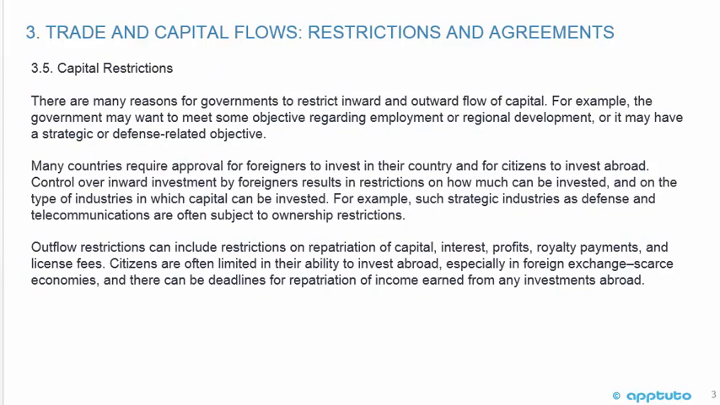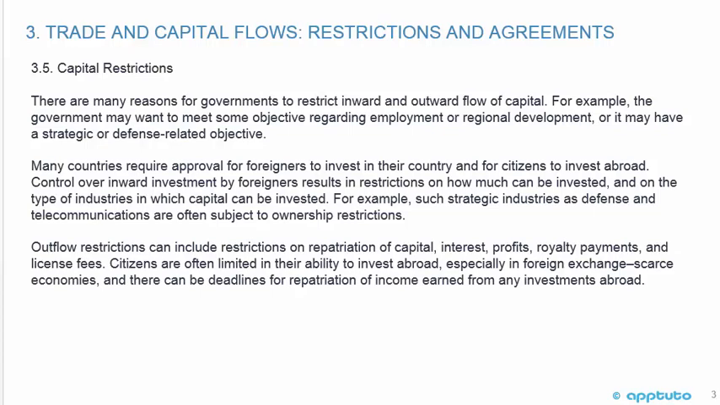this LOS. So with regards to capital restrictions, there are many reasons for governments to restrict inward and outward flow of capital. For example, the government may want to meet some objective regarding employment or regional development, or it may have a strategic or defense-related objective. Many countries require approval for foreigners to invest in their country and for citizens to invest abroad.